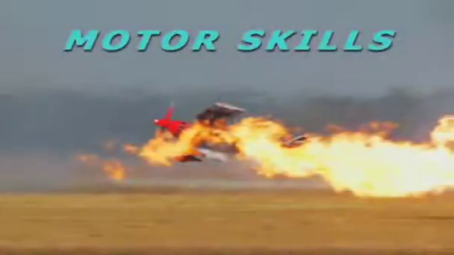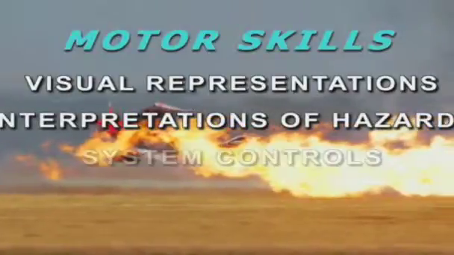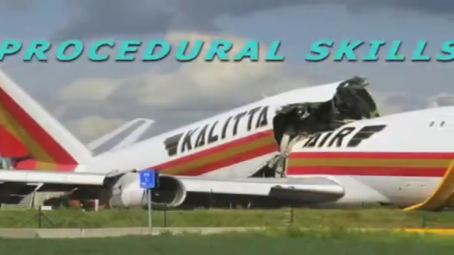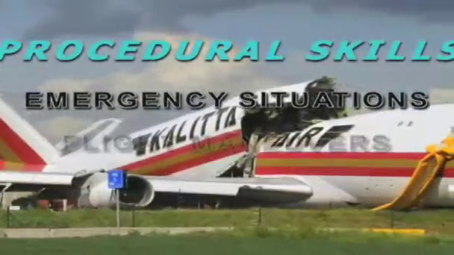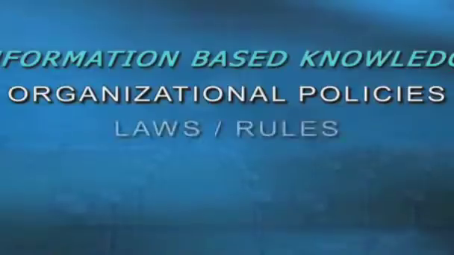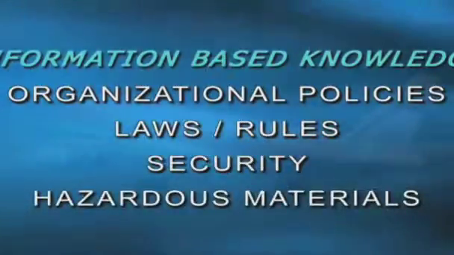Motor skills involve visual representations, interpretations of hazards, system controls, etc. Procedural skills encompass emergency situations, flight maneuvers, and abnormal occurrences. Information-based knowledge is comprised of organizational policies, laws, rules, security, and hazardous materials.